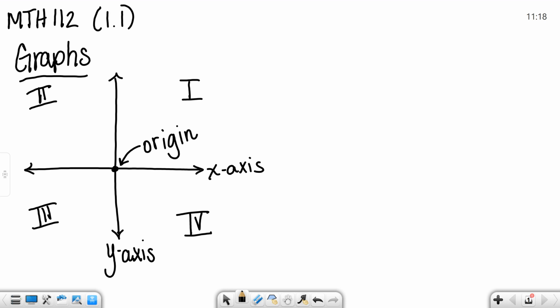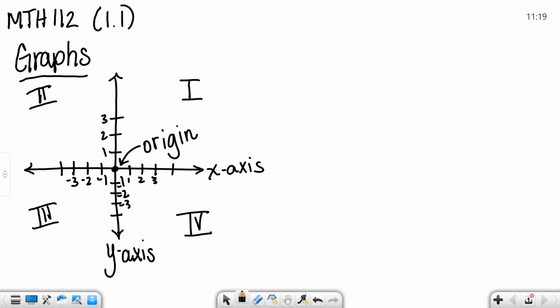And since the x-axis is a number line, the numbers to the right of the origin are our positive numbers. The numbers to the left of the origin are our negative numbers, and they continue. On our y-axis, the numbers below the x-axis are our negative, and the numbers above would be positive. So this is our Cartesian coordinate plane.